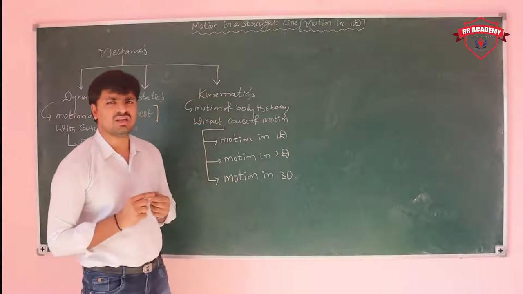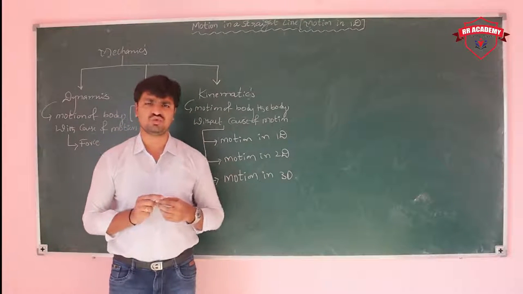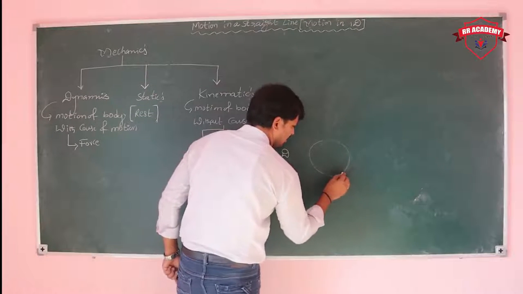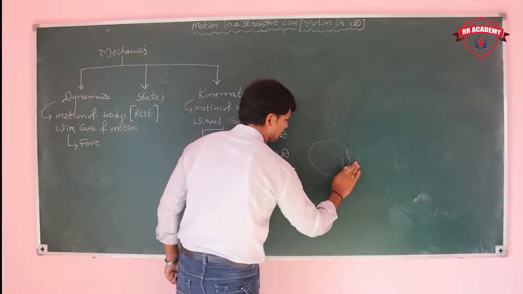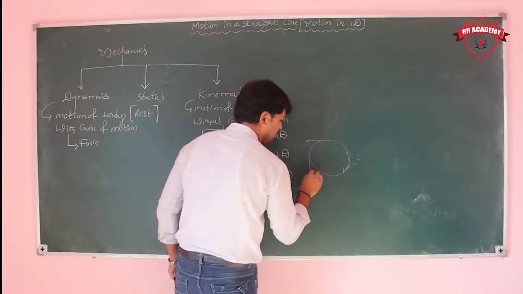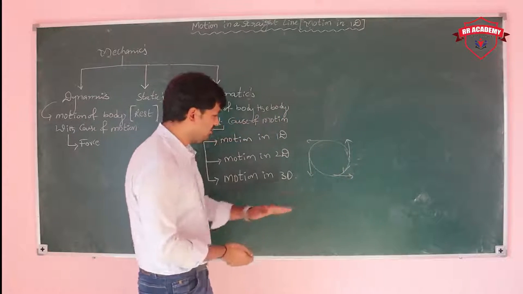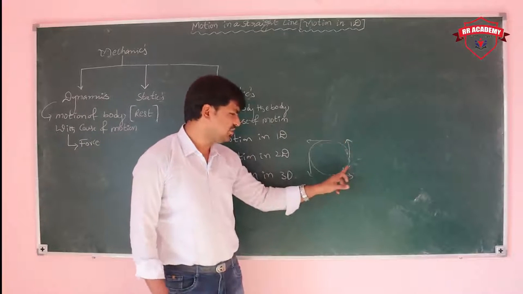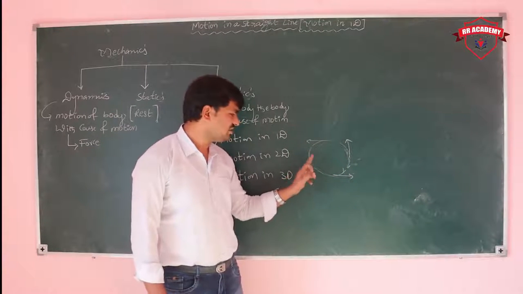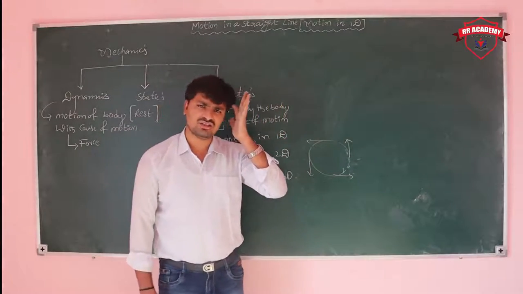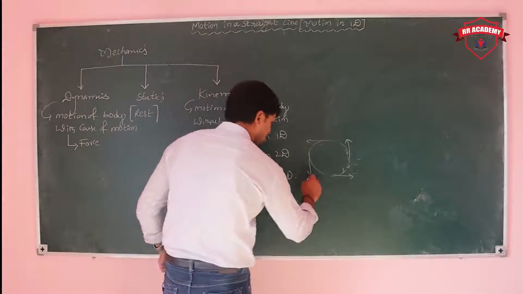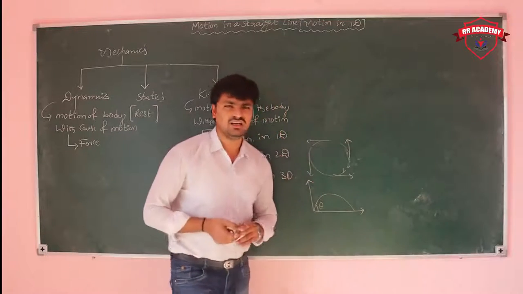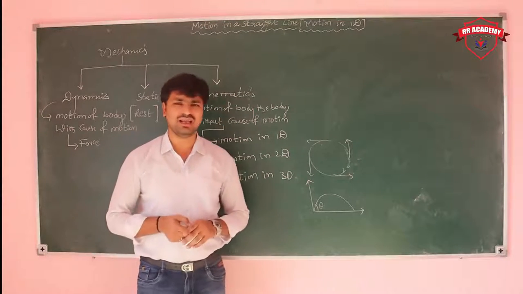And 2D means a particle has two different directions at a time. The best example is circular motion. Why circular motion? See here, the direction of the particle continuously changes, and the particle has two different directions: positive x, negative x, positive y, negative y. At any point you can consider the particle to have two different directions, and that gives 2D motion. Also projectile motion, where you project a body into the air at an angle theta, is 2D motion. That is our topic of motion in a plane.